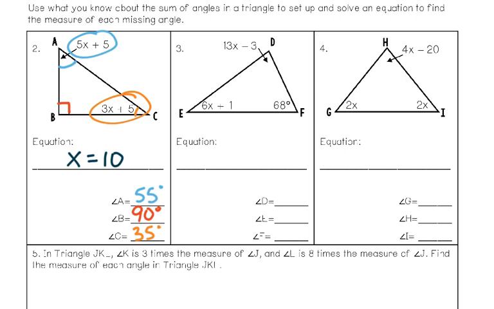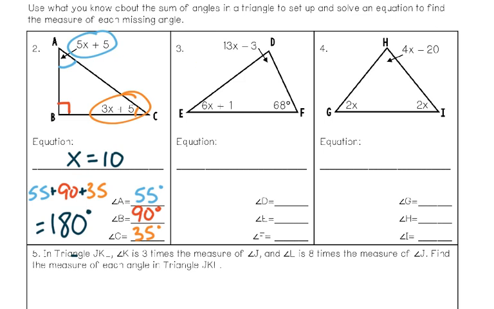It says at the beginning, use what you know about the sum of angles in a triangle to set up and solve the equation to find out the measure of each angle. How can we check at this point that we did our work correctly? The big takeaway today is that if you add up all three angles in any given triangle, you should add up to 180 degrees. All right, let's look at the next example together.